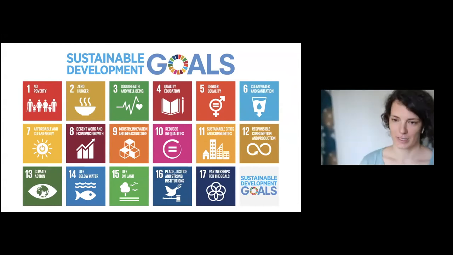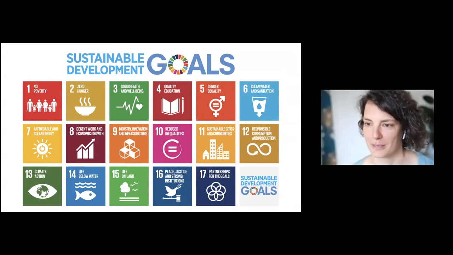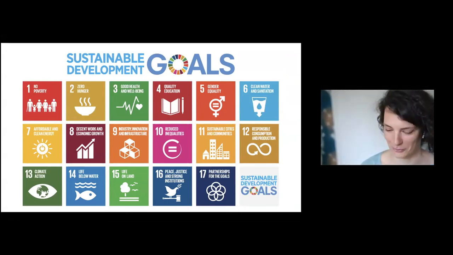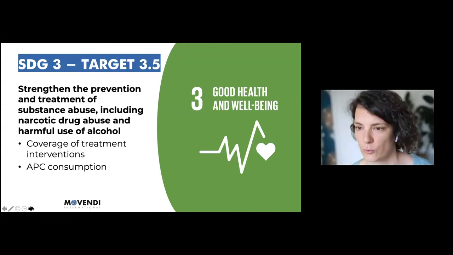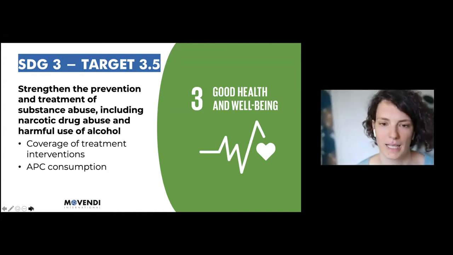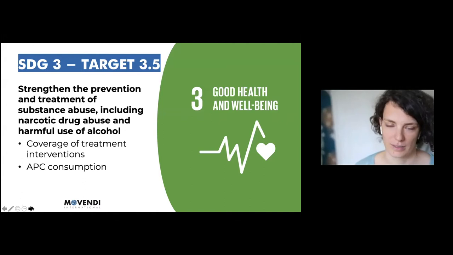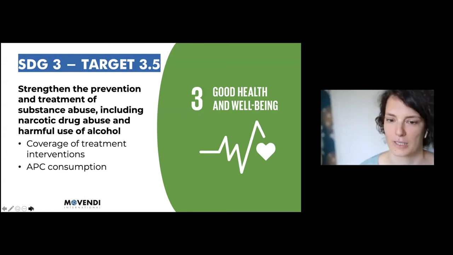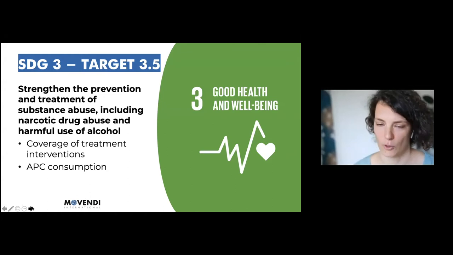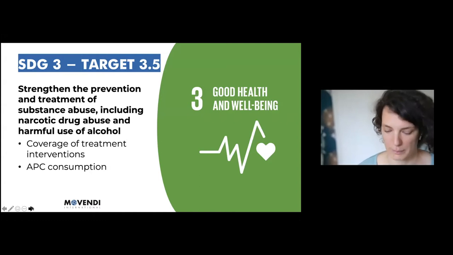And the question is, okay, what do the sustainable development goals have to do with alcohol? One goal is rather clear, even though it was not given that alcohol would actually be part of the sustainable development goals, but we can find alcohol under SDG number 3, target 3.5, which says strengthen the prevention and treatment of substance abuse, including narcotic drug abuse and harmful use of alcohol. And also the indicators are very clear. One of them is actually measuring alcohol per capita consumption.